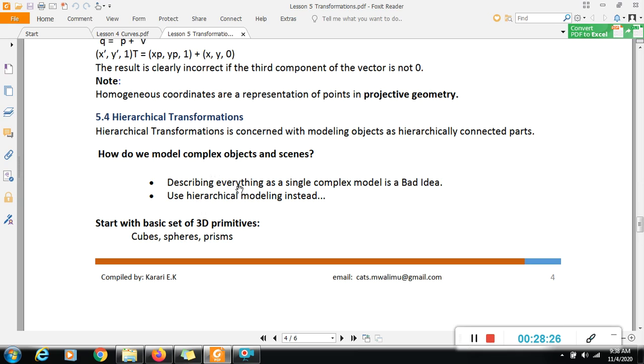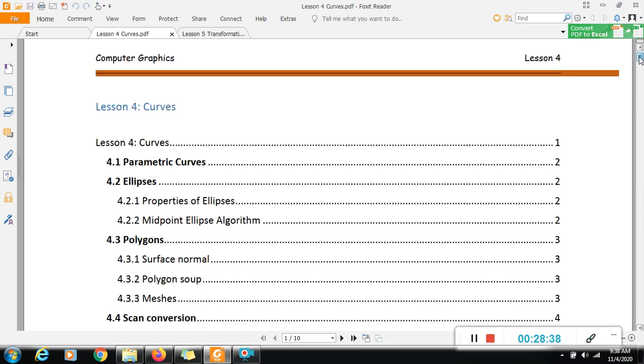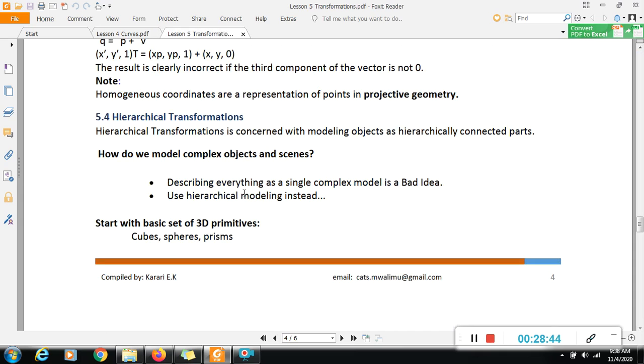We describe everything. If we describe everything as a single complex model, it should not be a good idea. This is what you try to avoid even in lesson 4, when we were talking about the surface, the polygon soup and meshes, and how we need to do hidden surface removal to remove the complexity that goes with it. In the same way, when you are modeling complex objects, we should avoid describing everything as a single complex model. That would be too heavy.